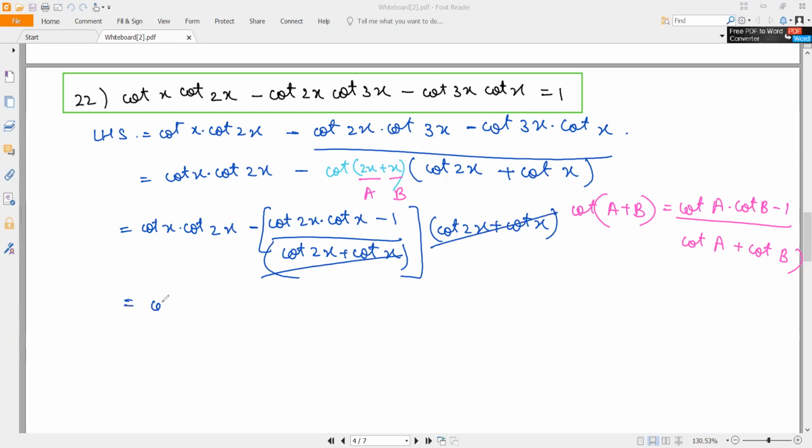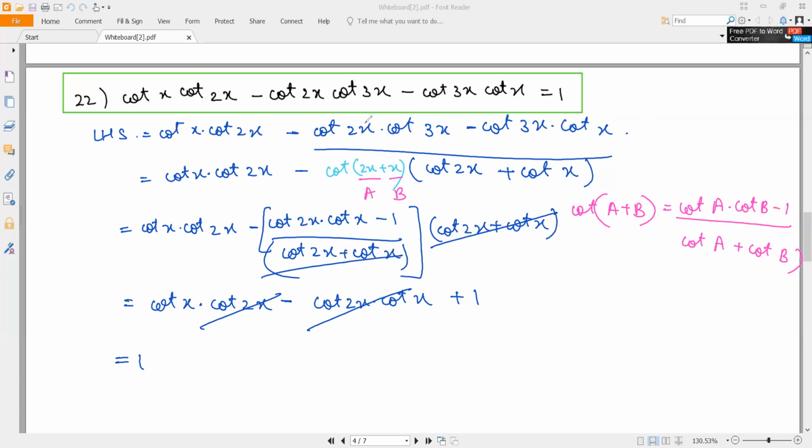Now we are left with cot x into cot 2x. So you've completely eliminated the 3x angle, and you're left with only 2x and x angles. Cot 2x into cot x. Minus sign is introduced, so this is minus and this becomes plus 1. These two terms are same, get cancelled, and you're left with 1, which is your required RHS. All you have to do is take common from the second and third terms, represent this 3x in terms of 2x and x, and come up with the answer.